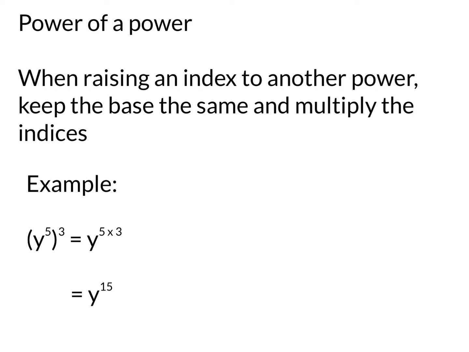So with the power of a power, when raising an index to another power, keep the base the same and multiply the indices. So in our example, y to the power of 5, all to the power of 3, is equal to y to the 5 times 3, which is y to the 15.